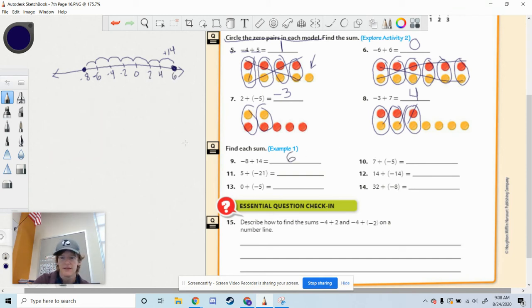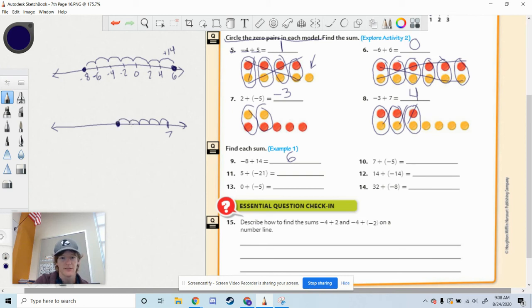Number 10, we'll have 7 plus negative 5. So starting at 7. Here's a 7. And we're going to go 5 to the left. So it'll be 1, 2, 3, 4, 5.